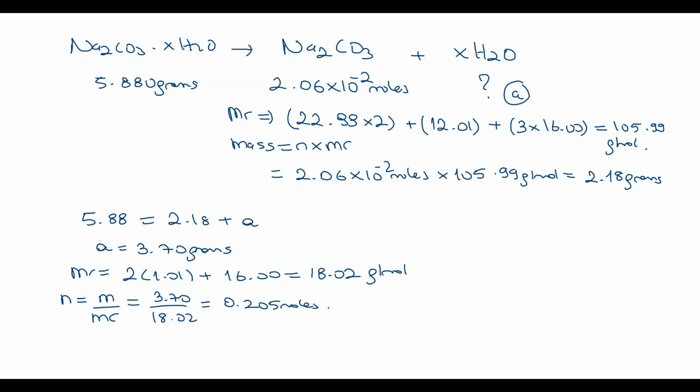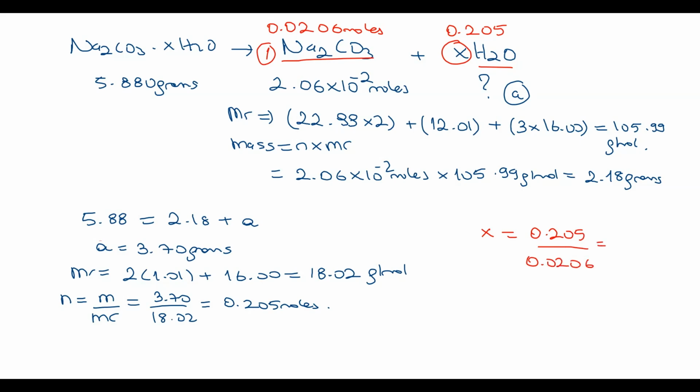Now we know the number of moles of sodium carbonate, which is 0.0206 moles, and we know the number of moles of water, which is 0.205. And actually we know the ratio between the number of moles of sodium carbonate and water, it is 1 to X. So to determine X, we need to divide the number of moles of water by the number of moles of sodium carbonate. And this results in 10. If it is not a whole number, please just round it to the closest whole number. And we can write the formula of the hydrated salt as sodium carbonate decahydrate, Na₂CO₃·10H₂O.